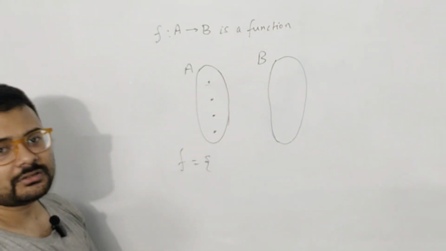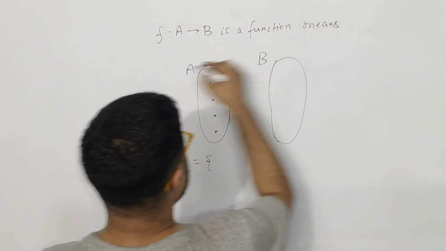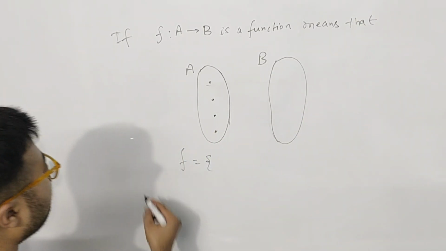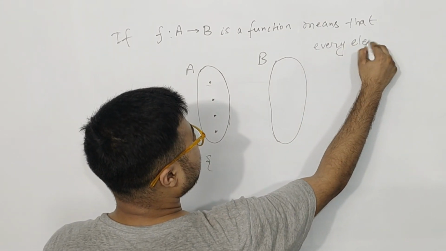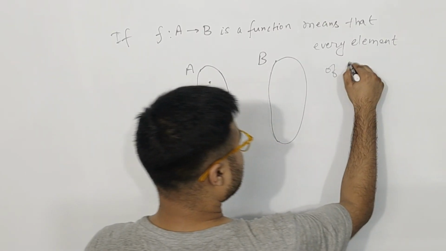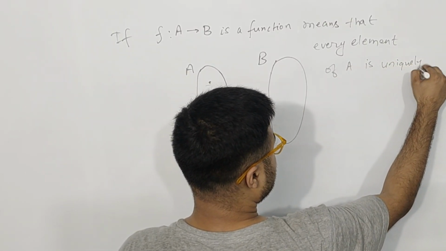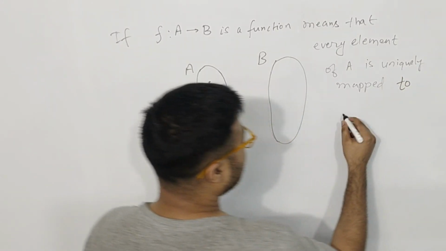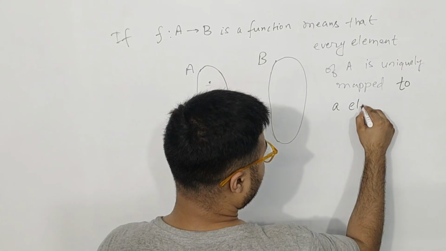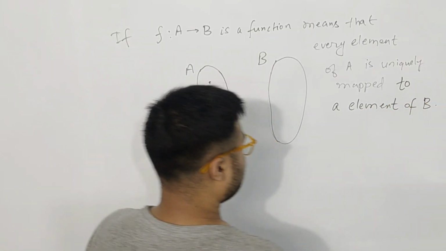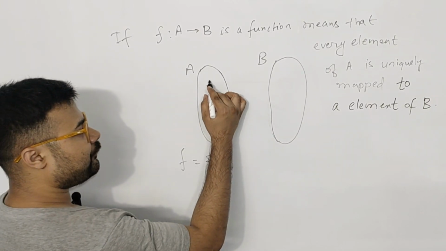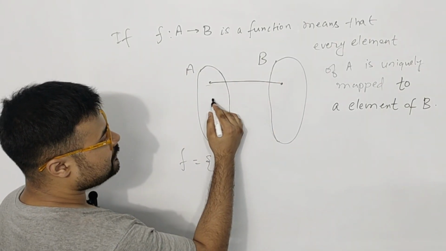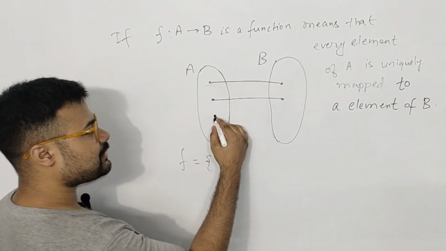So when do we say a relation is a function? If f from A to B is a function, it means that every element of A is uniquely mapped to an element of B. So exactly one line will go from A to B. Similarly, for this you can go one line here. Similarly, this can be related to this.